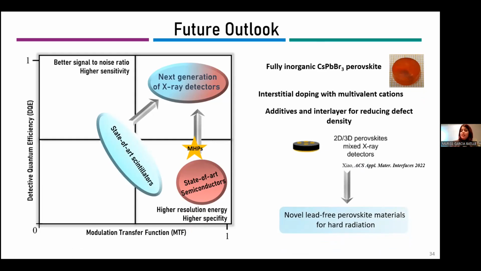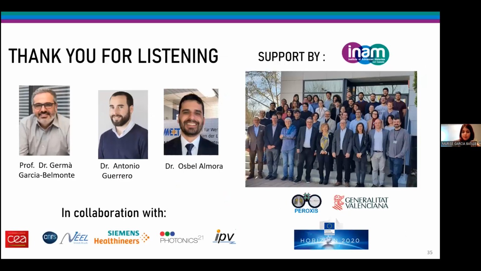We can also use interstitial doping by using multivalent cations. I read this paper about the use of neodymium, another multivalent cation. We can use additives or interlayers in order to reduce defect density, or 2D/3D perovskite, or why not, if in the field of solar cells we are using lead-free perovskite, we can try to use this novel lead-free perovskite for hard radiation in X-ray detectors. Of course, we can have many ideas about it, but it is important that we still need to solve these dark current problems.